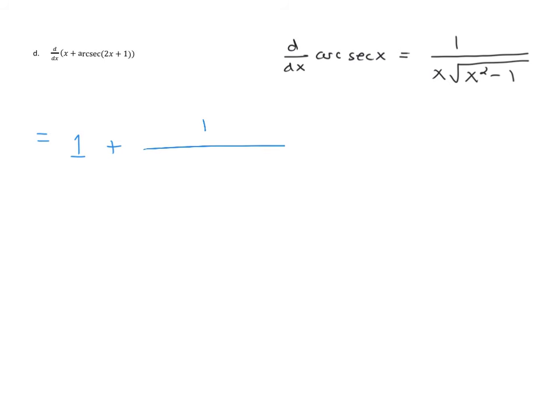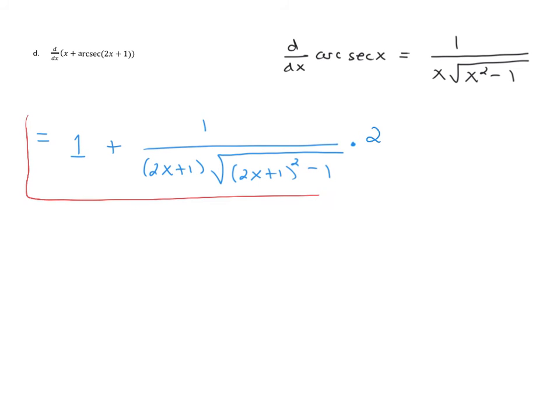I get 1 over 2x plus 1 times the square root of 2x plus 1 squared minus 1. But this thing is 2x plus 1 and not just x. The chain rule says you have to multiply by the derivative of 2x plus 1, which is 2. And that is the answer.